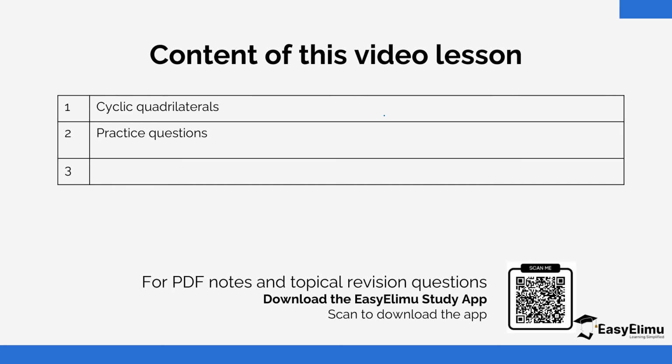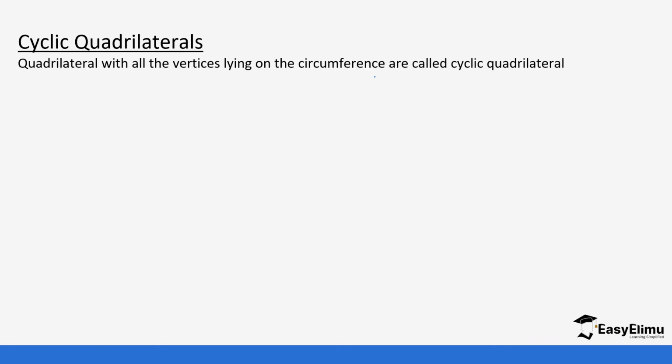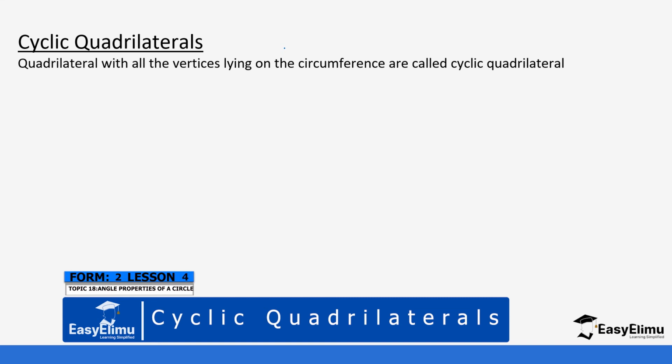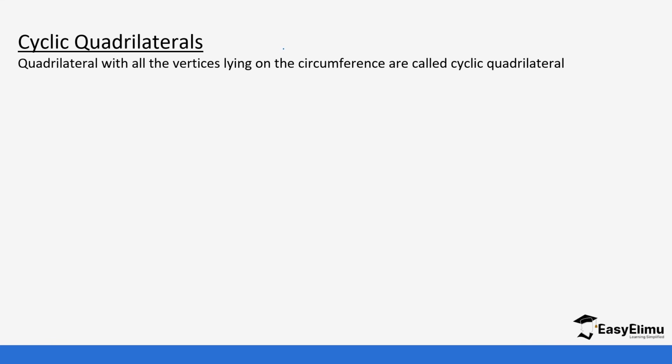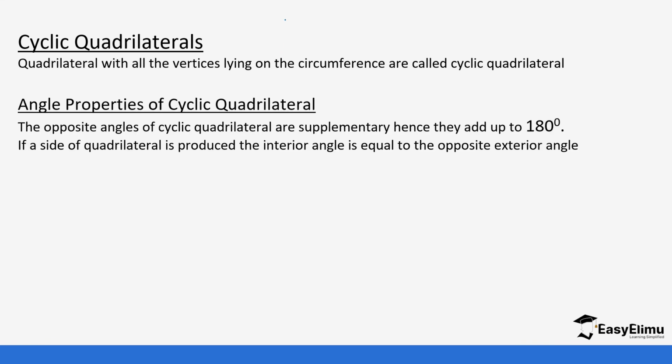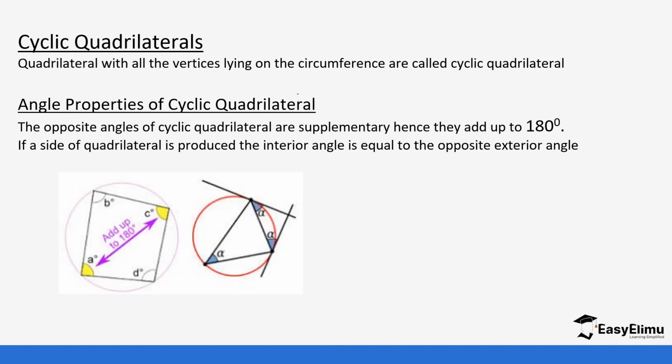You start first by defining what cyclic quadrilaterals are, and then what exactly is a property of these angles. A quadrilateral with vertices lying on the circumference is called a cyclic quadrilateral. And the two properties are that the opposite angles of a cyclic quadrilateral are supplementary. When you hear supplementary angles, it means if you add them up, they add up to 180 degrees. And the next property is if a side of a quadrilateral is produced, the interior angle is equal to the opposite exterior angle.